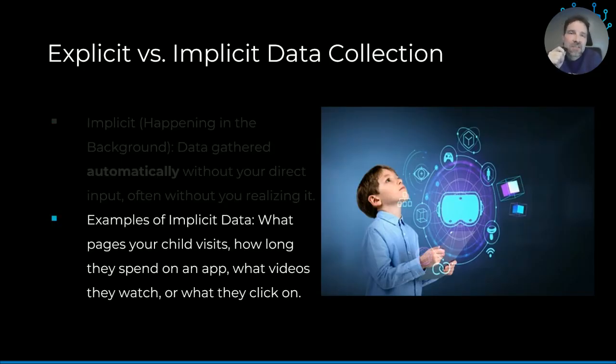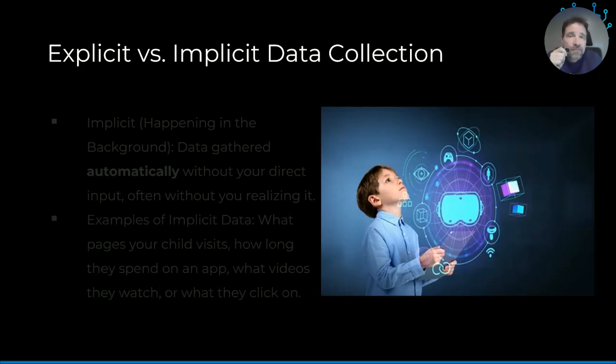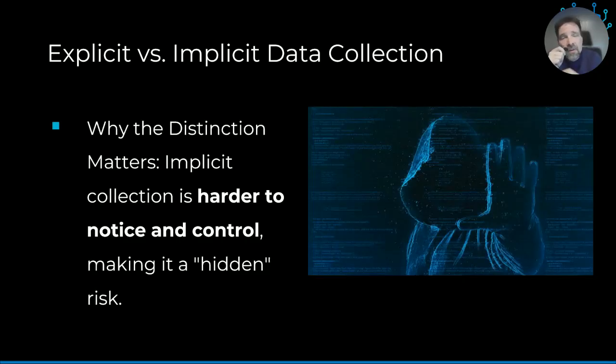Examples: the pages that the child visited, how long the child spent on an app or on a video, which videos the child watched, how long, which part of the video the child stopped watching, what's being displayed on screen, how long the child takes on each screen, what's being clicked on, all that. And the problem with implicit data collection is that it's harder to notice and harder to control. So it's a hidden risk.